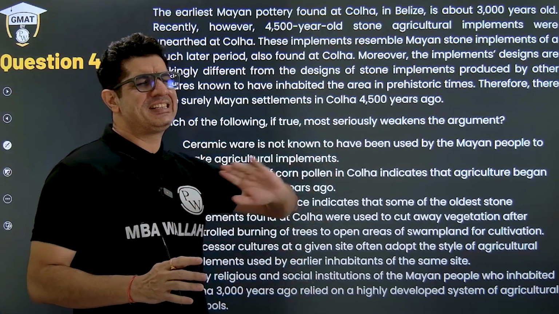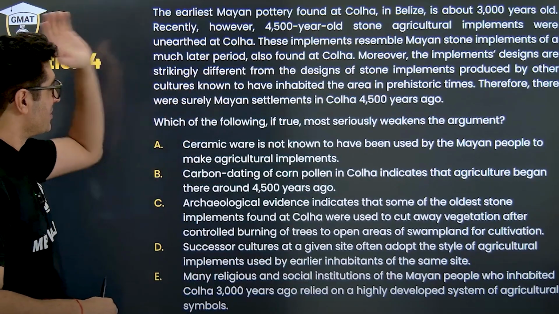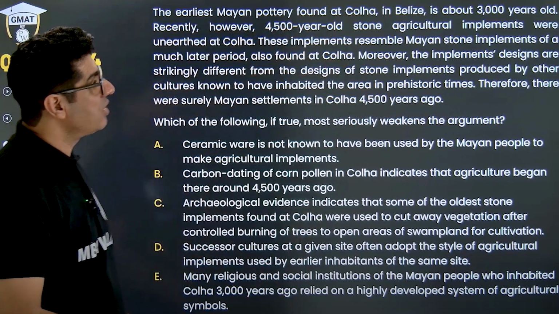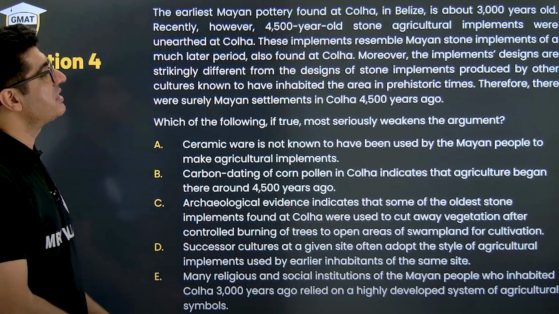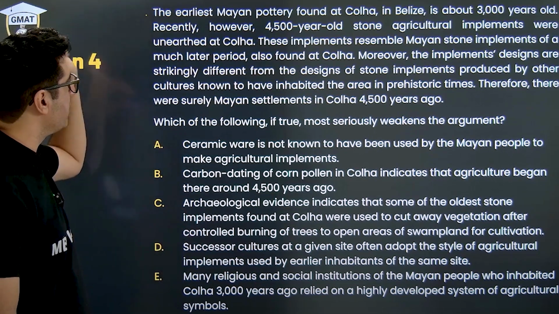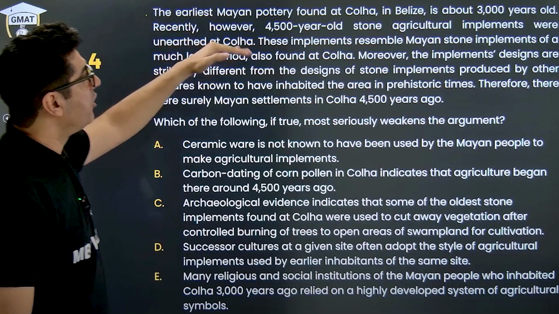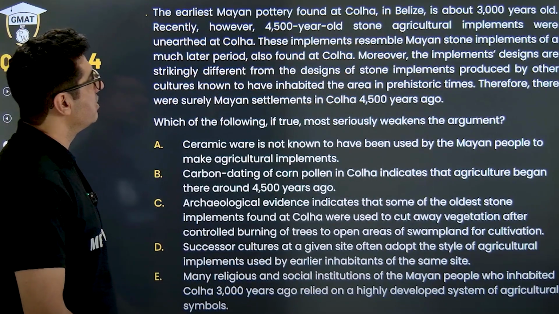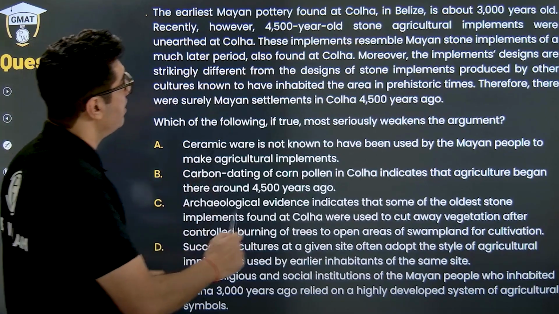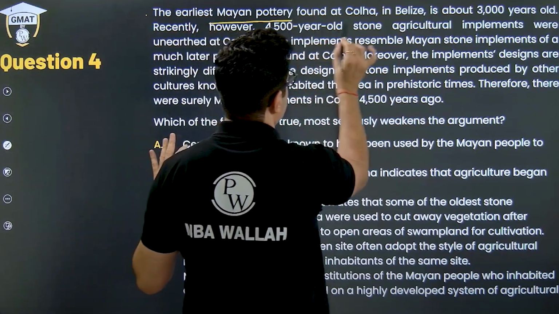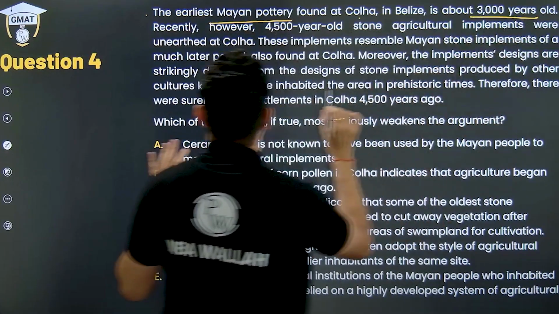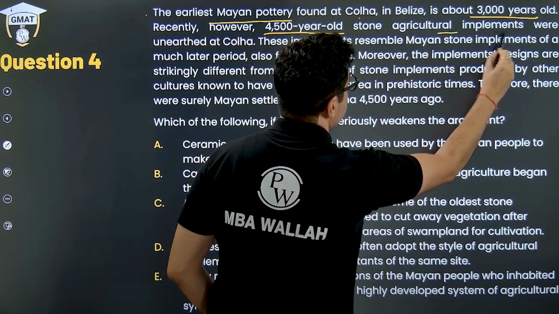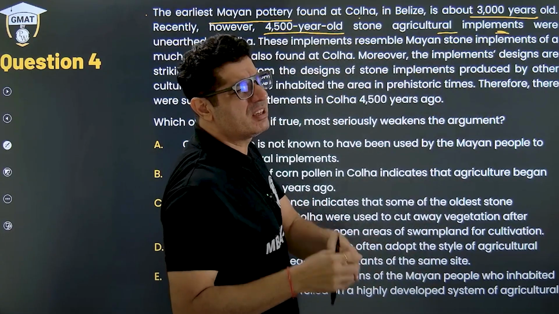I love these simple question stems. तो चलिए देखें argument क्या है. The earliest Mayan pottery found at Kola in Belize is about 3000 years old. एक fact मिला. Recently, however, 4500 years old stone agricultural implements were unearthed at Kola. एक और fact मिला. तो हमें क्या मिला? Mayan pottery कोला में 3000 साल पुरानी. उसके बाद हमें 4500 साल पुराने एग्रीकल्चरल इंप्लीमेंट्स, इक्विपमेंट्स, मशीन्स, टूल्स मिले.